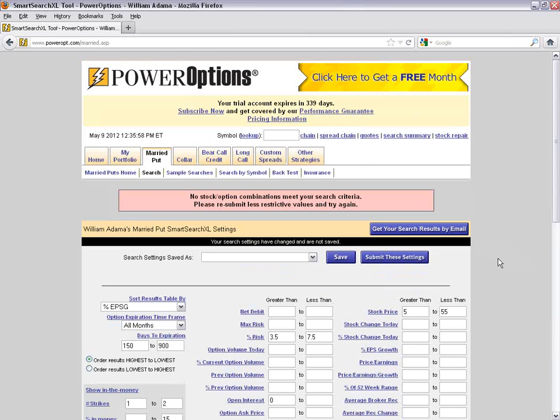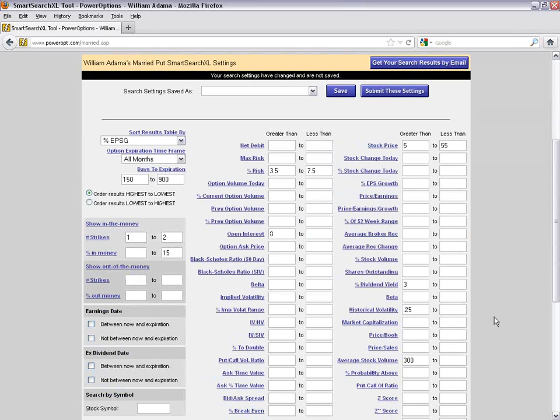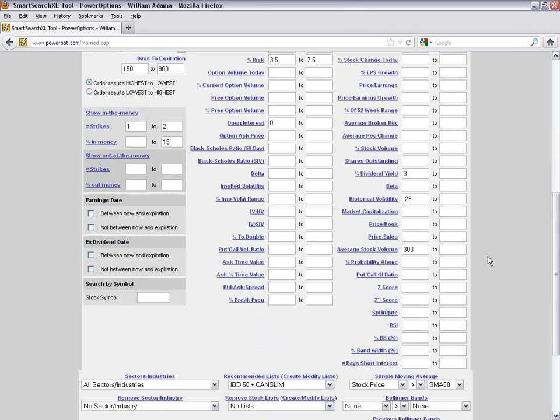Okay. No stock option combinations match my search criteria. This is what I expected to see. When you see this, it means your search results are too restrictive. Now, it doesn't look like this should be too restrictive, should it? You know, we've got a good 50 to 70 stocks, maybe in that IBD 50 and CanSlim list. We saw several that were within that price range of $5 to $55. We know they're in our limited risk range of 3.5% to 7%.